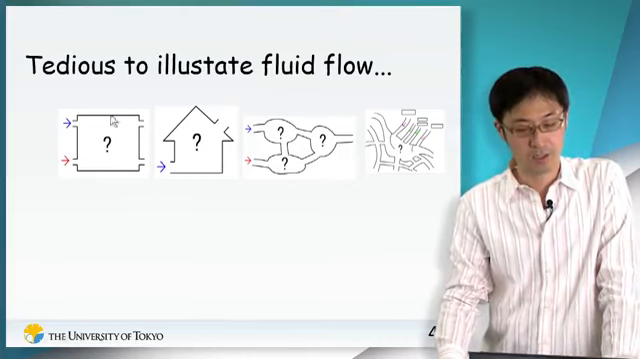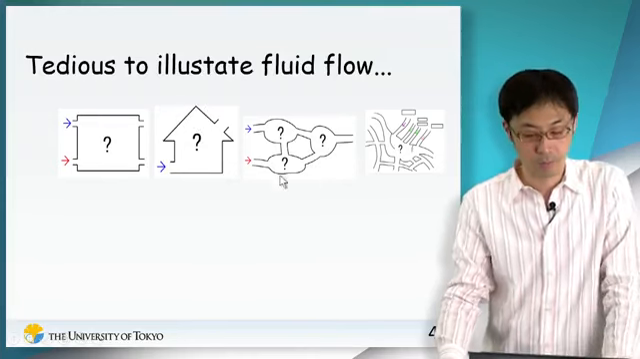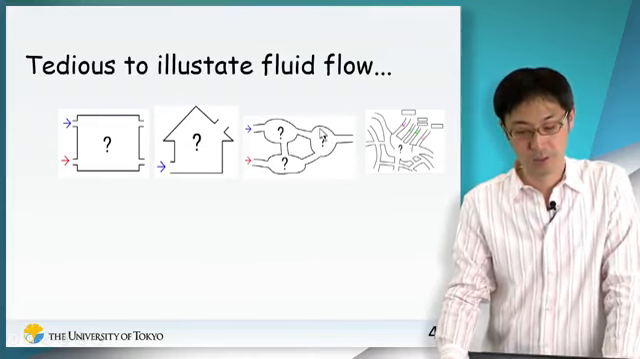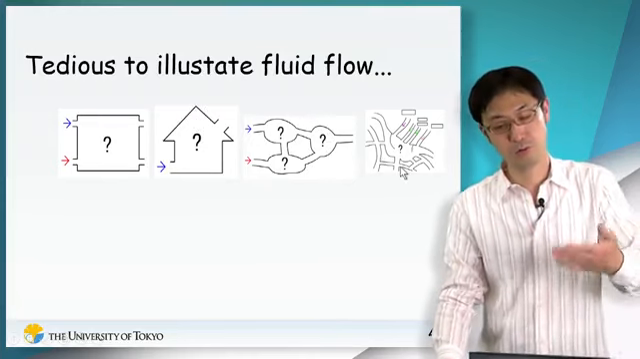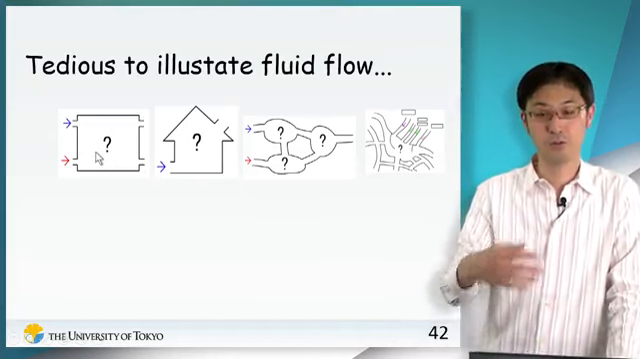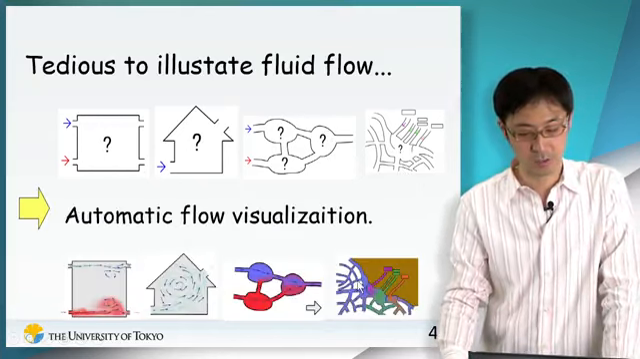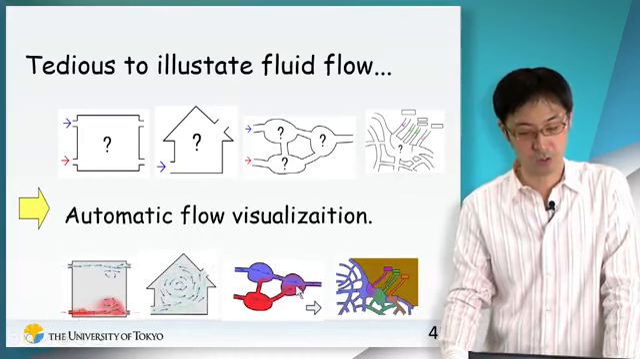Suppose you have an engineering system or architecture or organic shapes or river system. There's a lot of fluid systems, and you may want to describe how the fluid flows in this kind of system. And then you want to get this kind of result, and it's very tedious to draw them manually.